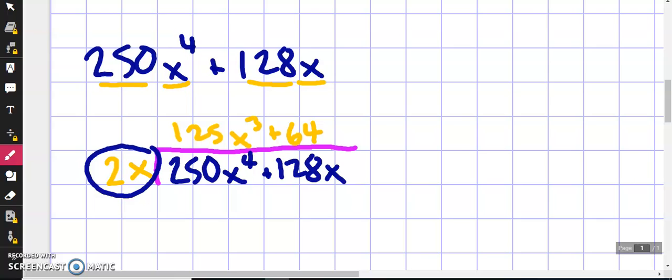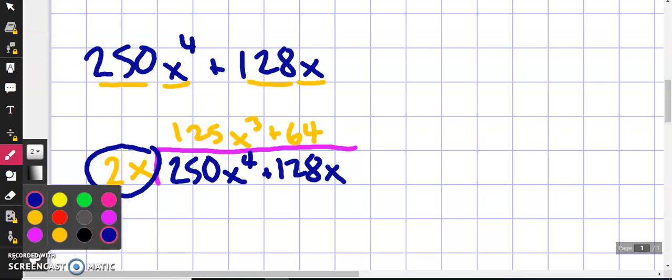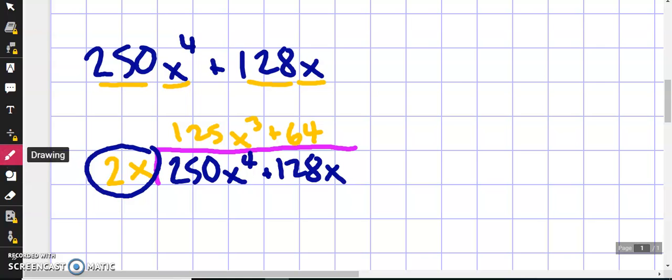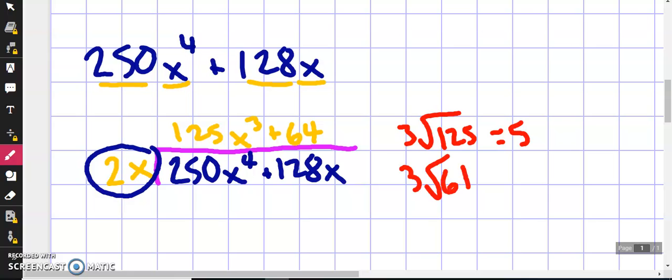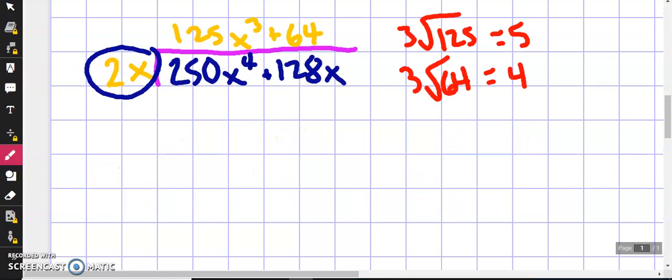However, when I look at what's left on the top, I notice something that matches the pattern of what we had seen before. So I'm going to follow the same steps as the previous examples, where I will start by looking for a cube root of 125, which is 5, and a cube root of 64, which is 4. And from here, I'm going to factor that top expression the same way I'd done the previous examples.